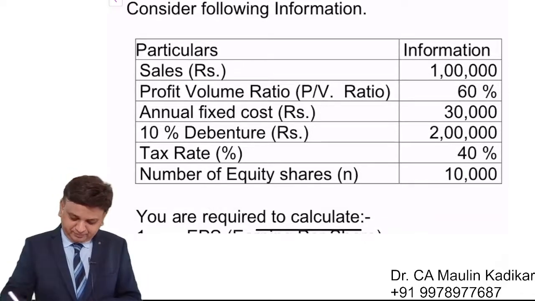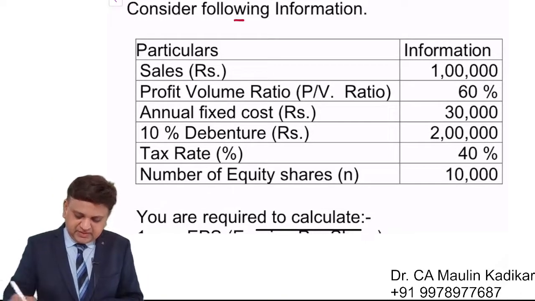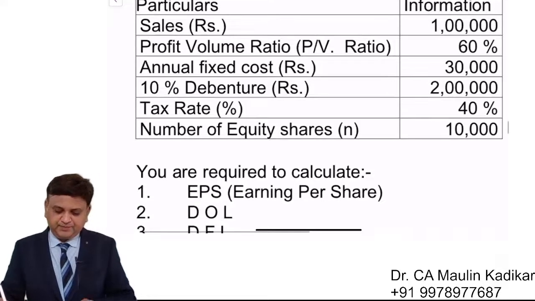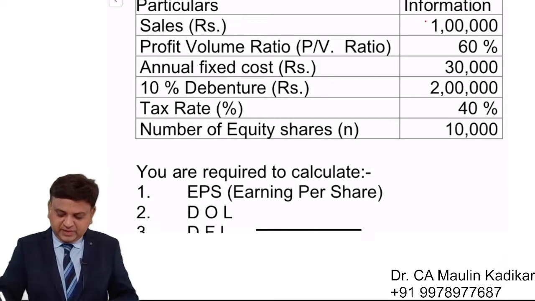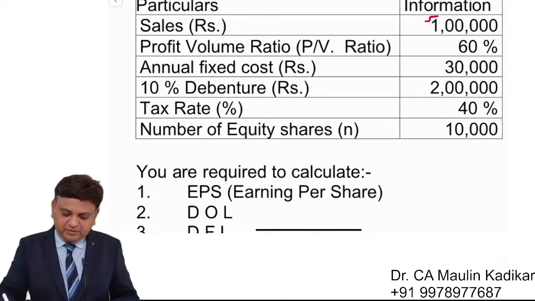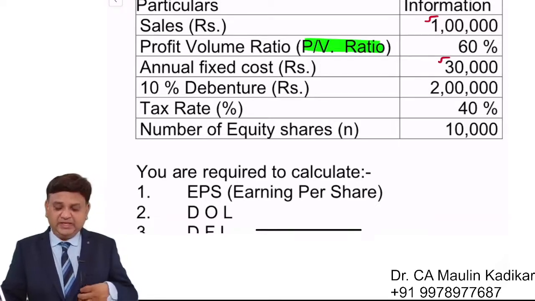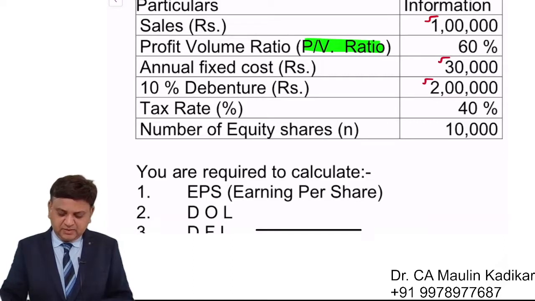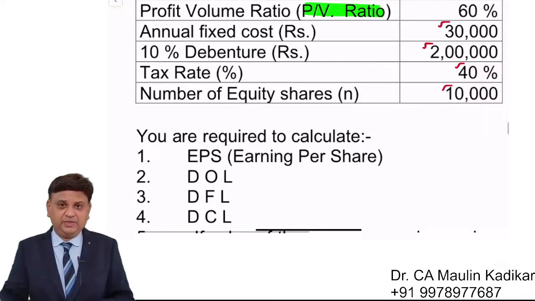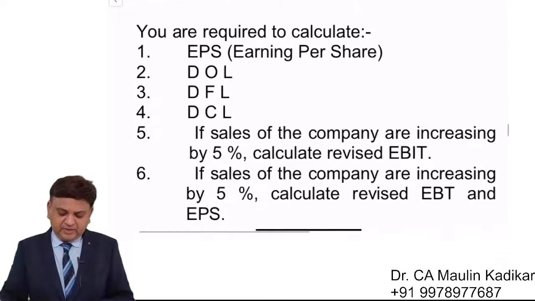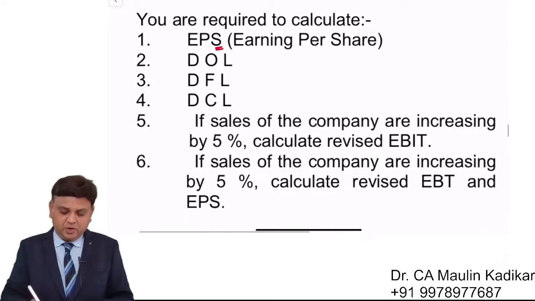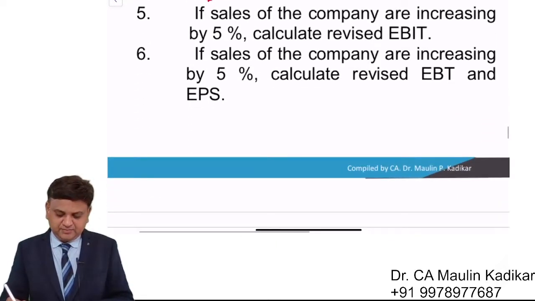Next question. Consider the following information. Sales is given as an amount of rupees 1 lakh. Profit volume ratio is given as 60%. Annual fixed cost is 30,000. 10% debentures of 2 lakhs. Income tax rate is 40%. There are 10,000 equity shares. You are required to calculate EPS, operating leverage, financial leverage, combined leverage.